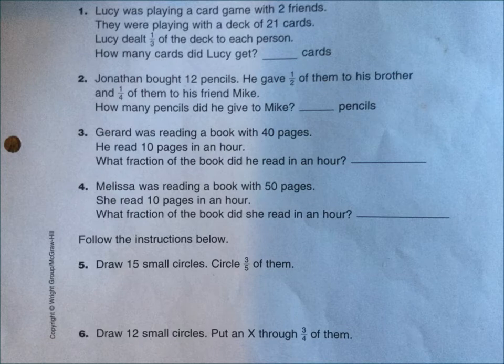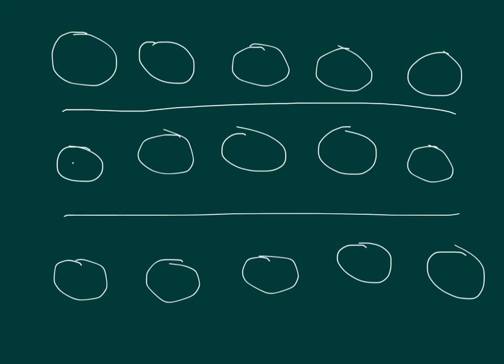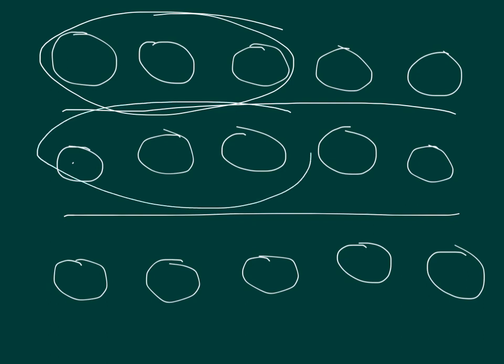Number 4, draw 15 small circles. Circle 3/5 of them. First, I make an array. I'll separate the groups with lines. There's 5 in the first group. Consider the 5 in the denominator. And there's a 3 in our numerator. So circle 3. Circle 3 here. Continue through the last group. And then total up the number you circled.